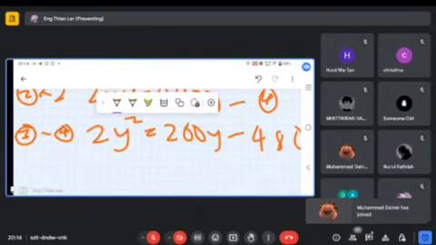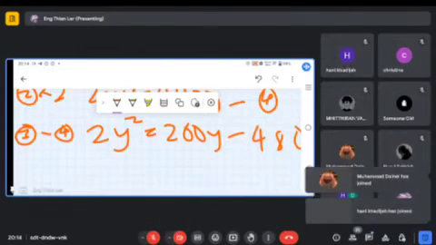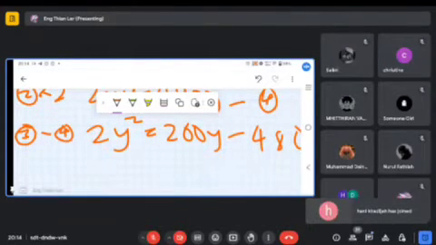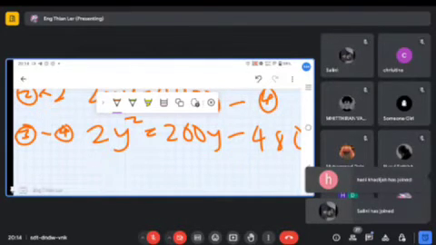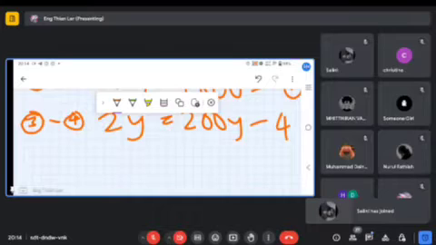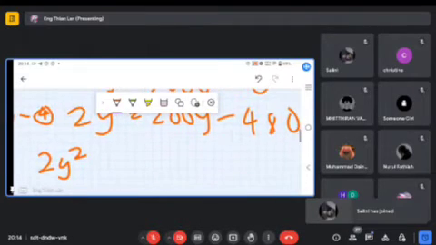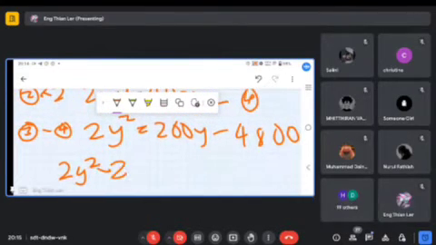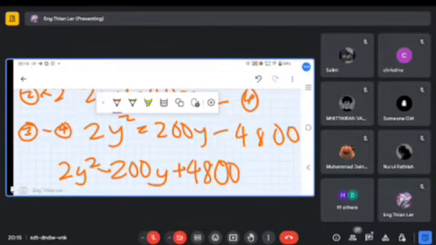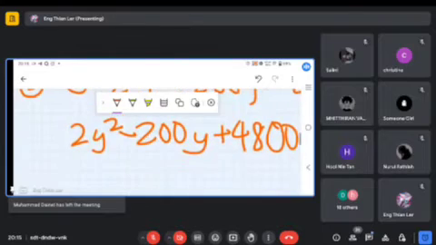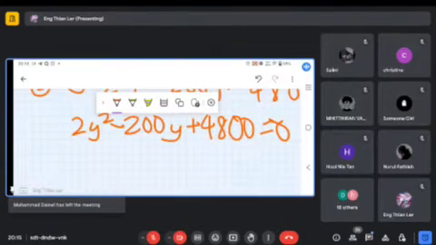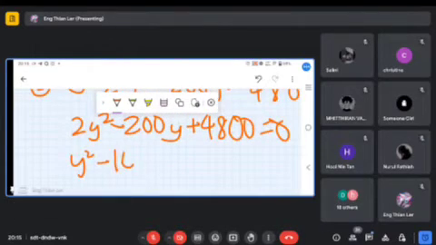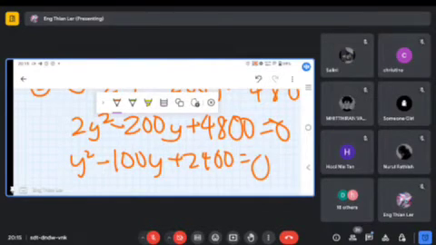And we're going to make this quadratic equation a general form, so we're going to let the right side equal to 0. So we move the 200y minus 200y plus 4800 equal to 0. And then we divide by 2 again to simplify. We get y squared minus 100y plus 2400 equal to 0.